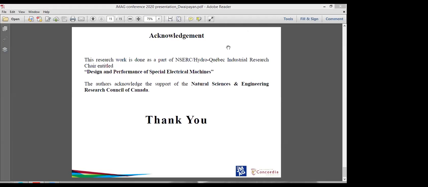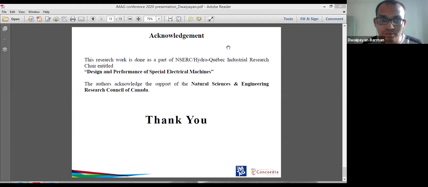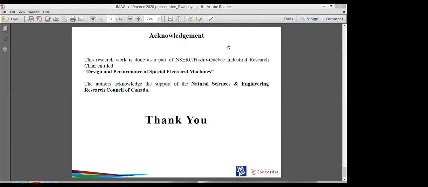There is a question that just came in from Atul. It says, can you mention any mitigation methods to reduce torque ripple or cogging?